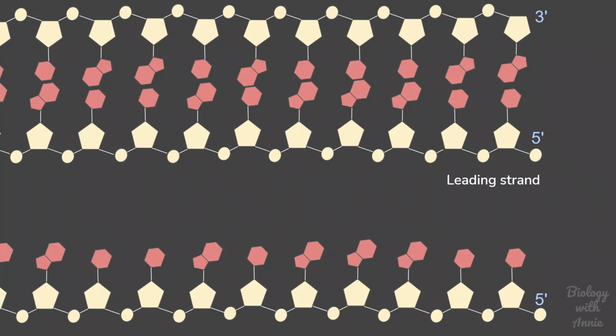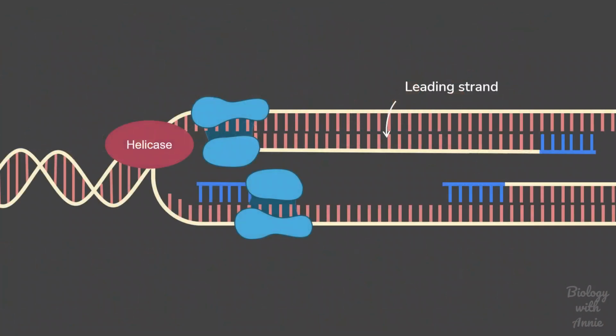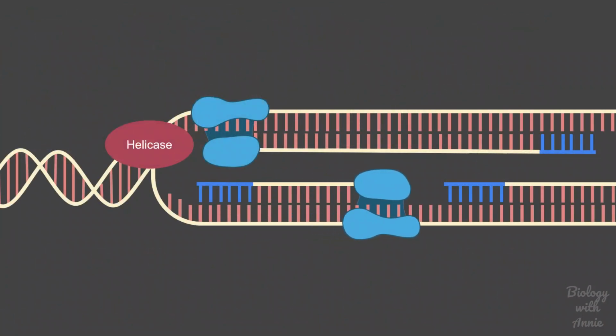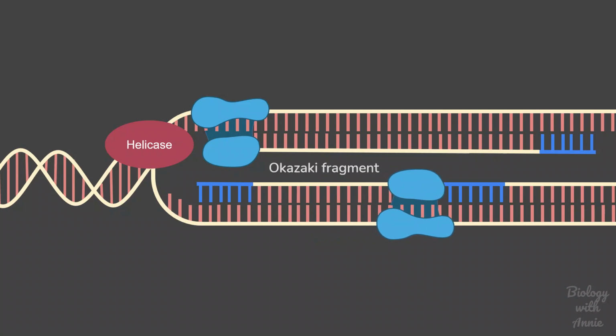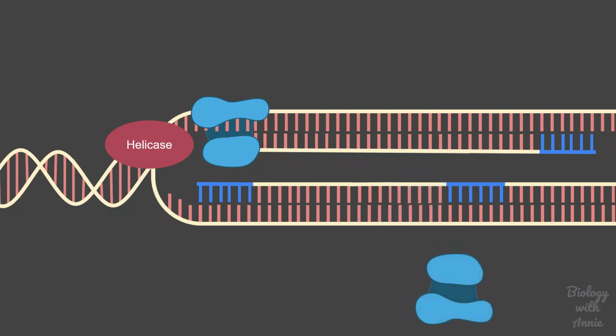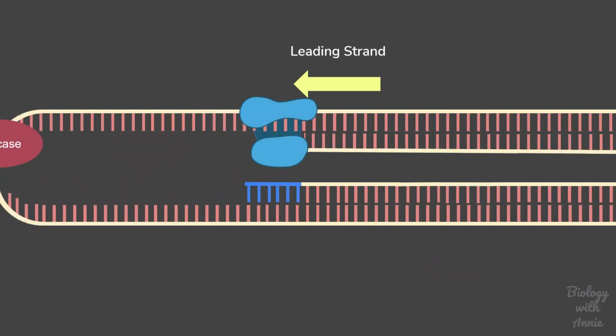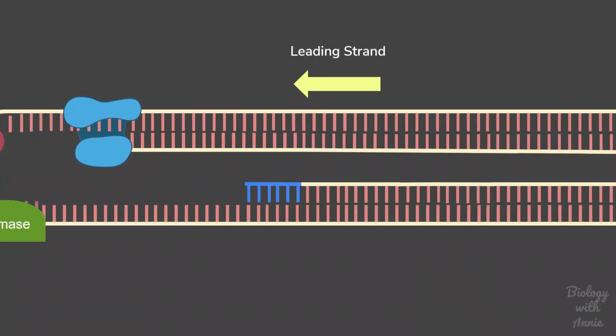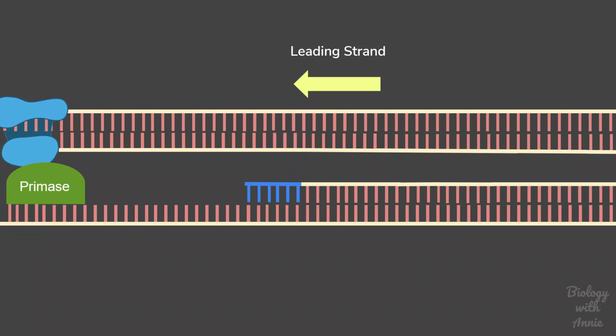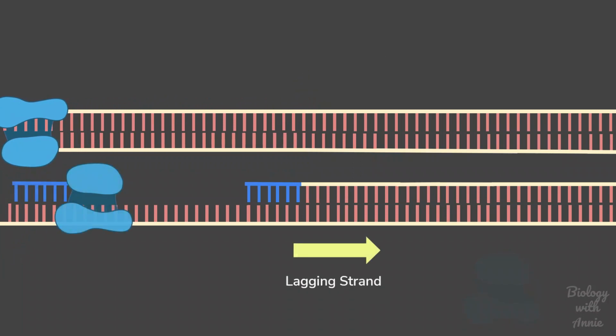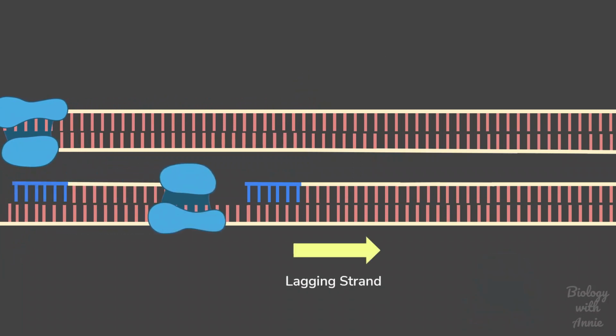In contrast, the other strand has to be synthesized in the opposite direction. Hence, this strand is synthesized in short fragments known as Okazaki fragments. Each Okazaki fragment has its own RNA primer, and DNA polymerase extends the chain till it encounters the RNA primer of the previously synthesized Okazaki fragment. Thus, the leading strand is replicated in the direction towards the replication fork, and the other strand, called the lagging strand, is replicated in a direction away from the replication fork.